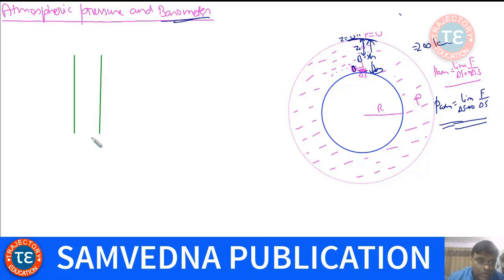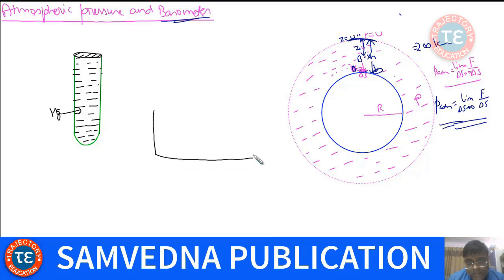And into this he filled mercury. The whole 1 meter of glass tube is filled with mercury. He filled mercury into it, and then he temporarily closed this. You can close it using your thumb also, any temporary way of closing it.